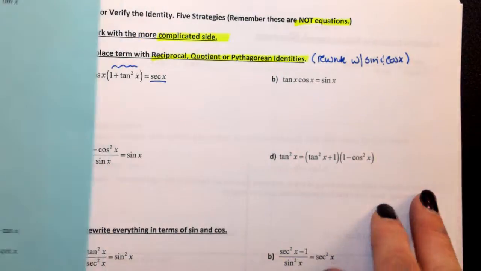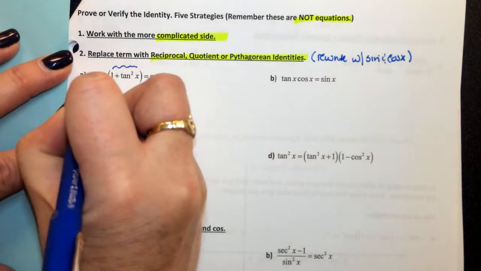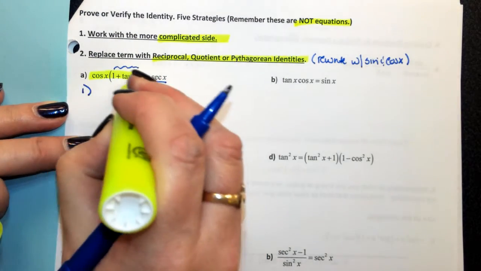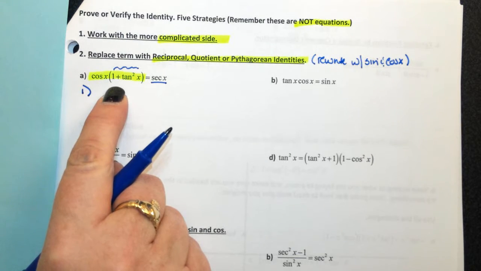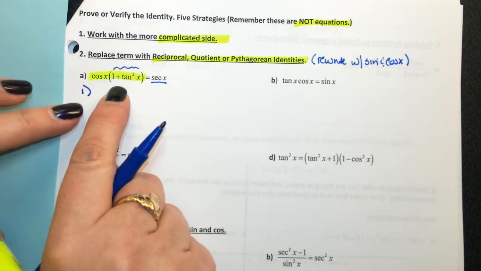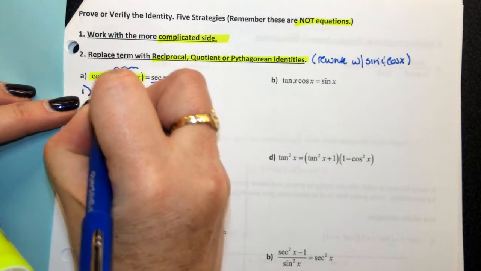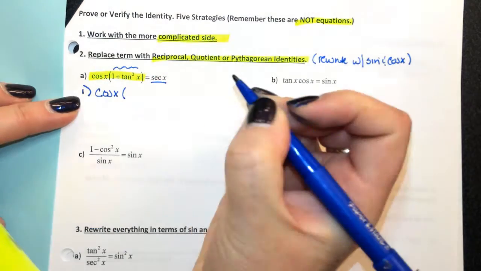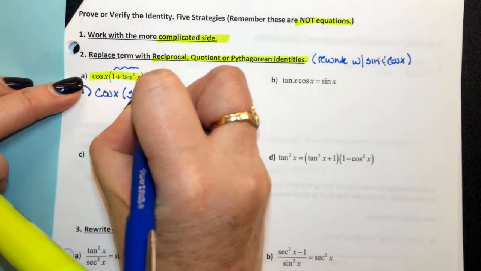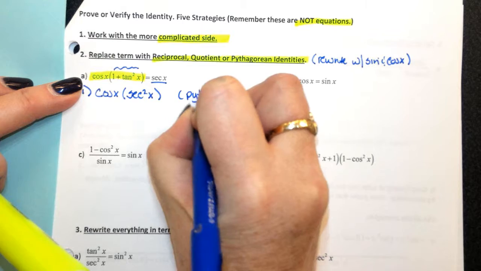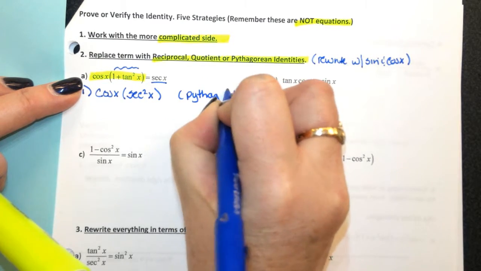Secant squared. So that's going to be my first thing I'm going to do. So my step number 1. So again, everybody agree, like I said, you're picking a side and you're working with one side only. So I'm working on the more complicated side. So like I just saw on my blue sheet, cosine of x times your Pythagorean identity, what I just showed you on the blue sheet, is equal to secant squared x. And that's a Pythagorean identity. So in parentheses, you will want to write what identity you used.